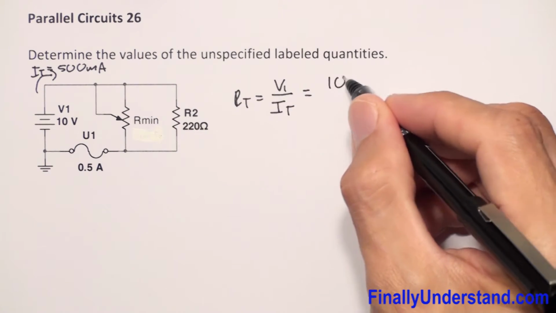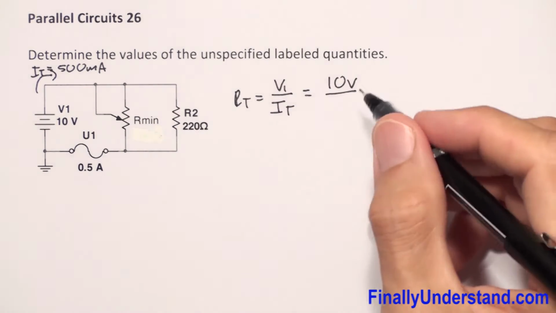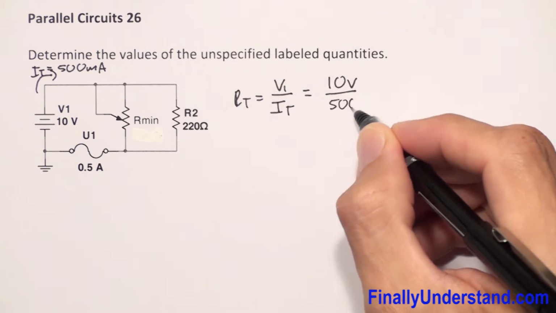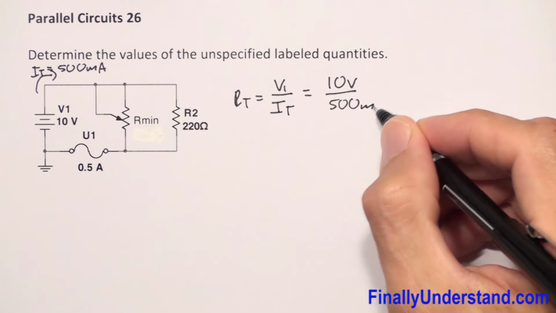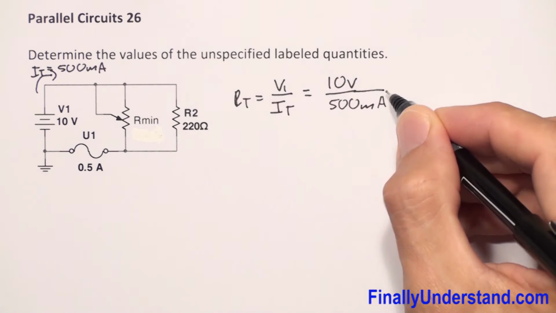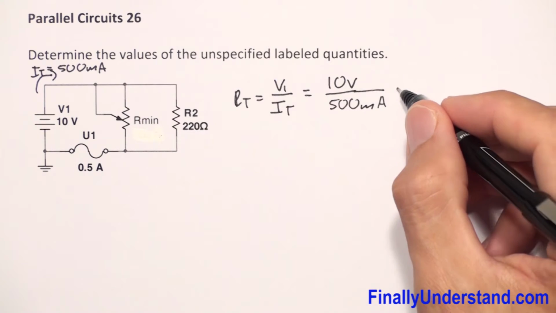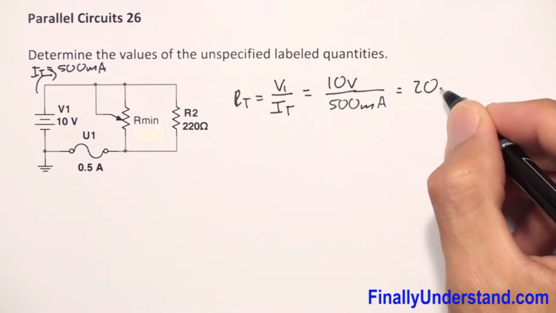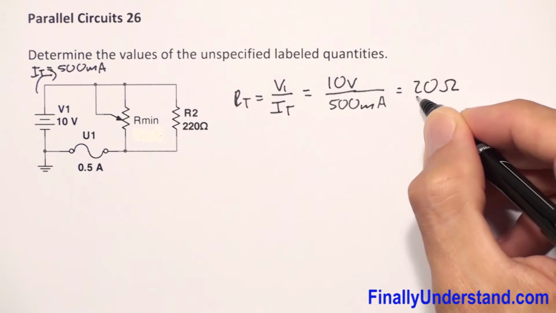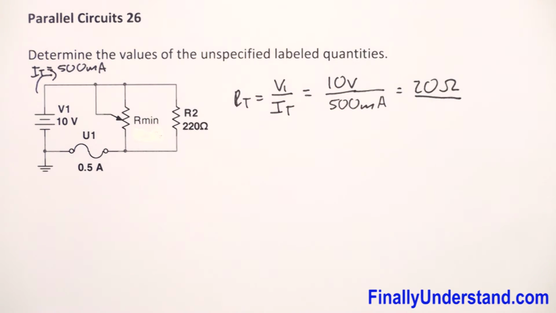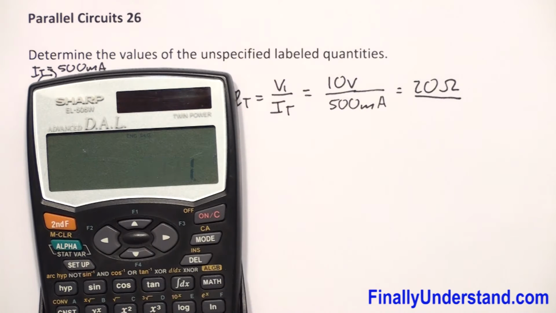V1 is equal to 10 volts over 500 milliamps. So this is equal to 20 ohms. If you want to do this on the calculator, this is 10 divided by 500 exponent negative 3. This is equal to 20.